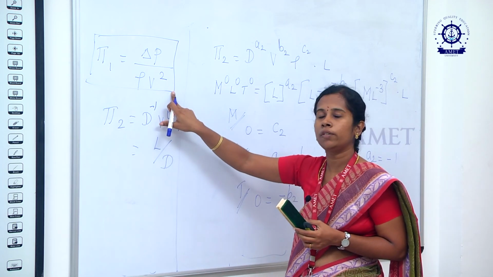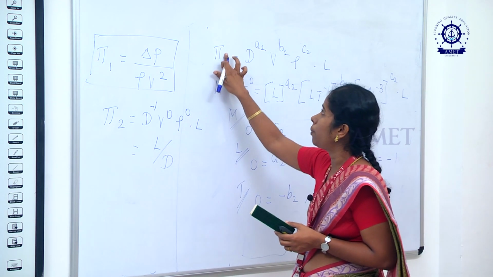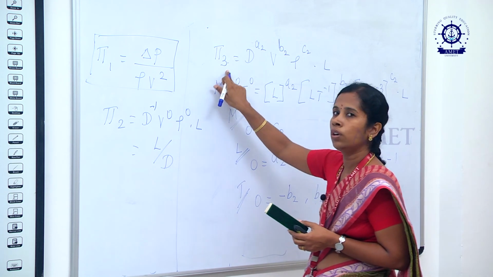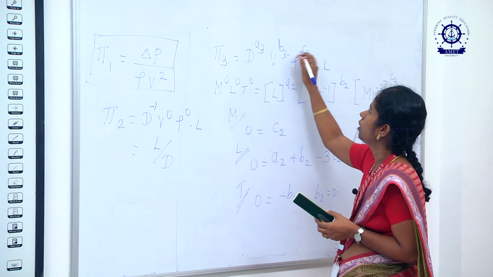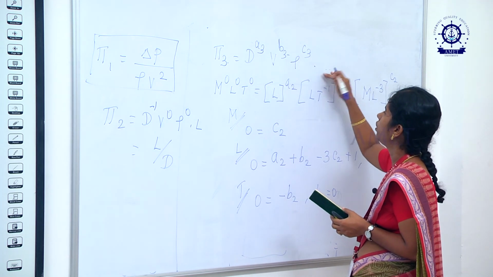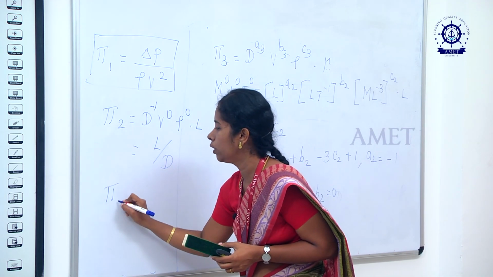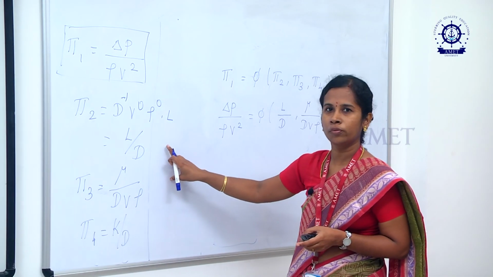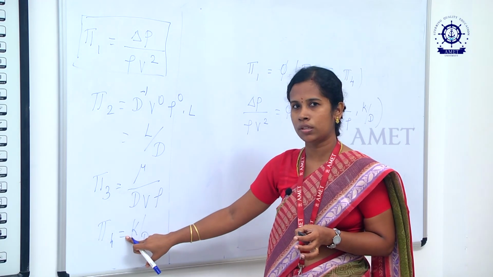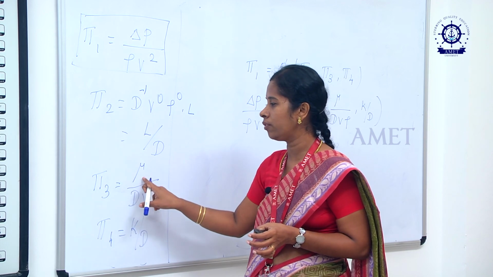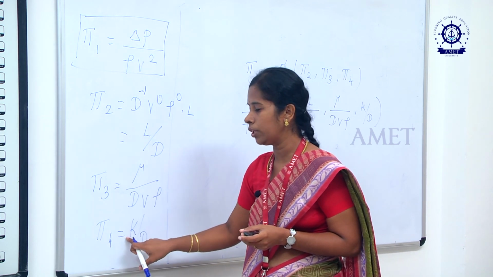So we have found the pi 1 term and pi 2 term. In the same way you have to find pi 3 and pi 4. Instead of pi 2, you put pi 3. Here what we have not used is dynamic viscosity. The same way, if you follow, you will get this answer. So we have found till the pi 2 term. The pi 3 term and pi 4 term follow the same steps. I have given you the answer: pi 3 will be dynamic viscosity divided by d v rho, and the pi 4 term will be k by d.